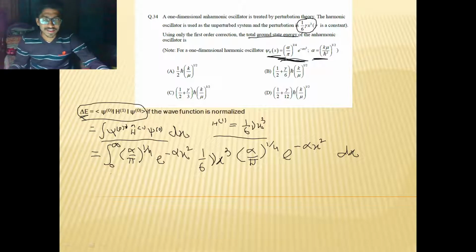If you are trying to solve this integral, see what happens. E to the power minus alpha x square is a symmetric function with respect to x. Why symmetric? If you consider minus x, it is also going to be e to the power minus alpha x square. The alpha by pi to the power 1 by 4 factors, 1 by 6 and gamma are constants, so they are not our concern. We are only concerned about e to the power minus alpha x square, x cube, and e to the power minus alpha x square. This e to the power minus alpha x square is symmetric.